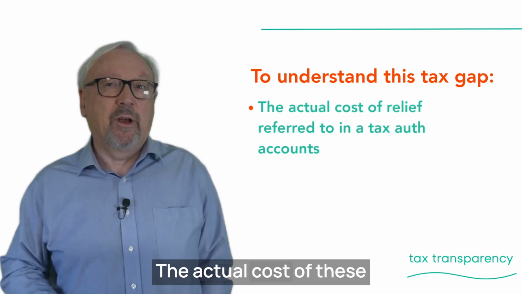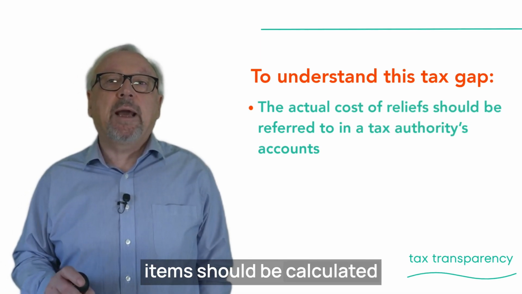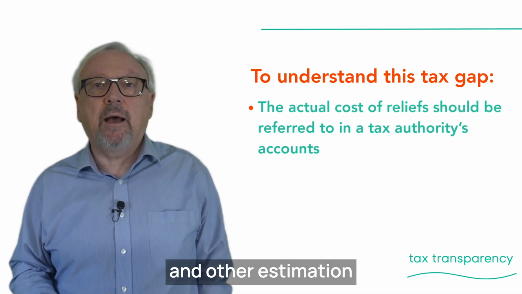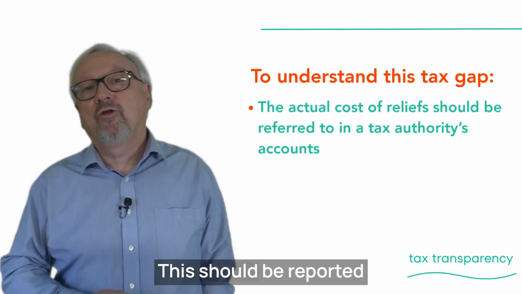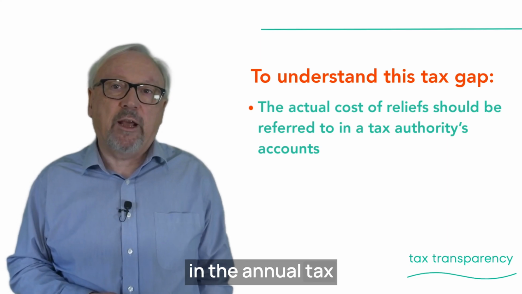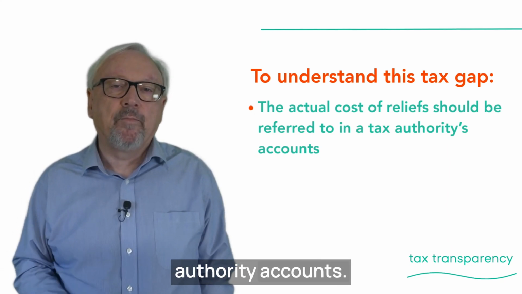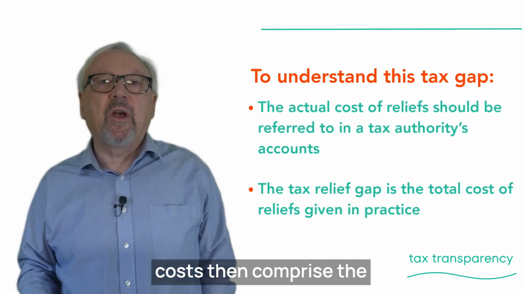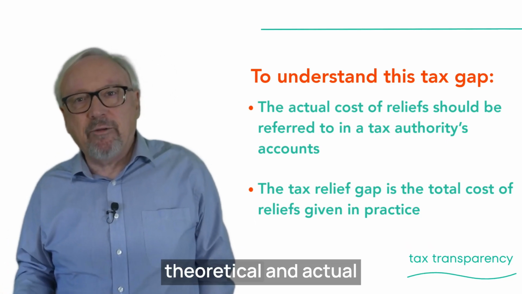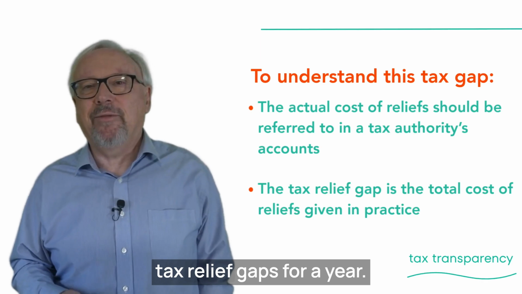The actual cost of these items should be calculated based on tax returns made and other estimation bases for each tax year. This should be reported in the annual tax authority accounts. The total of such theoretical, budgeted and actual costs then comprise the theoretical and actual tax relief gaps for a year.